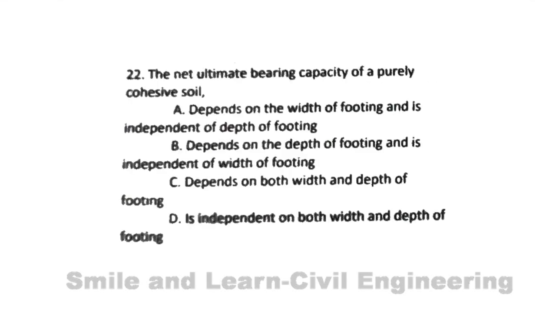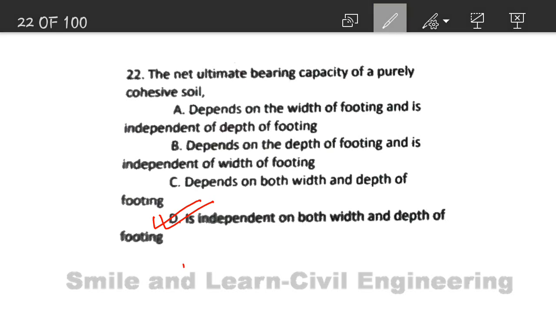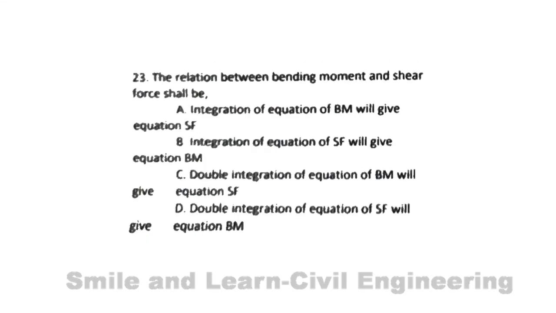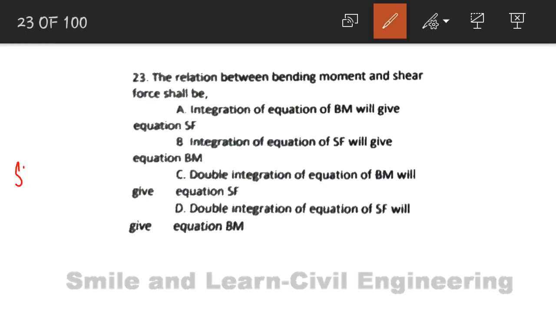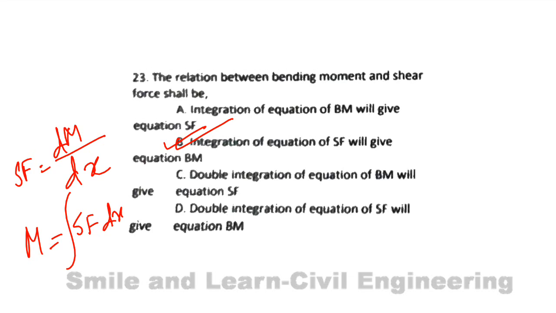Next question, the net ultimate bearing capacity of a purely cohesive soil. So net ultimate bearing capacity is independent of both width and depth of footing. Option D is the correct answer. The relation between bending moment and shear force shall be. We all know that shear force is the derivative of the bending moment. We have discussed in previous year paper also this part. So moment will be equal to integration of shear force into dx. So correct answer will be option B. Integration of equation of shear force will give equation of bending moment.